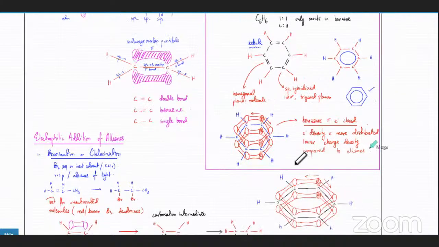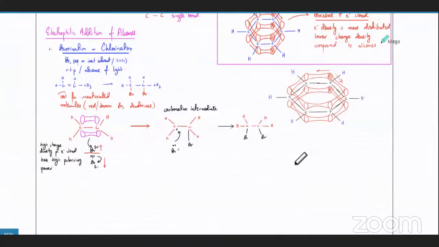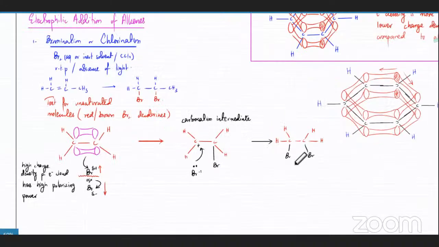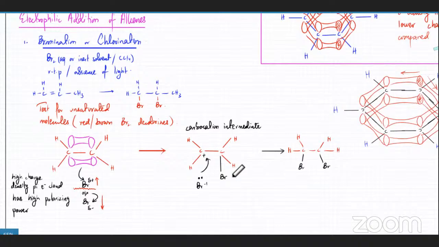So firstly, now let's study the reactions of alkenes. Then we'll jump to benzene. This one we already did, that bromination or chlorination of alkenes. That was the first one, and this was the mechanism of the reaction.